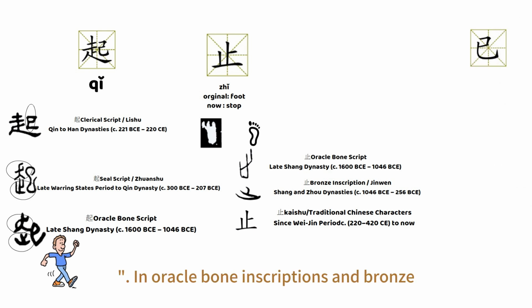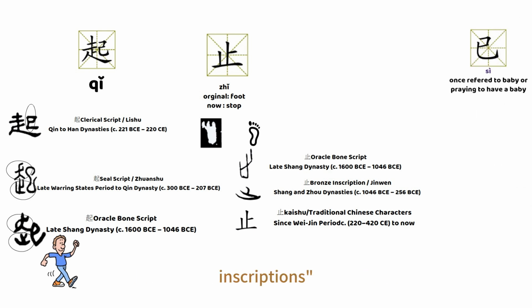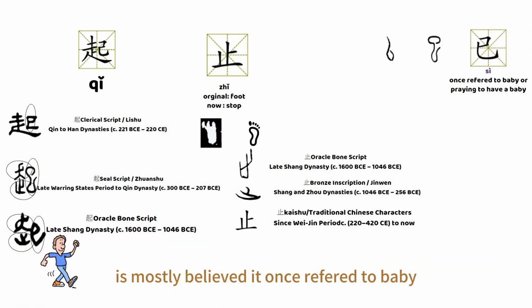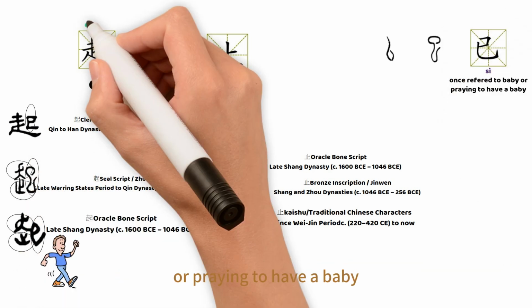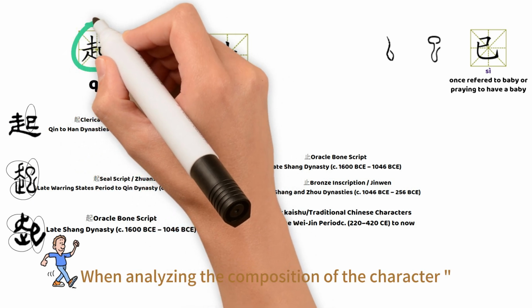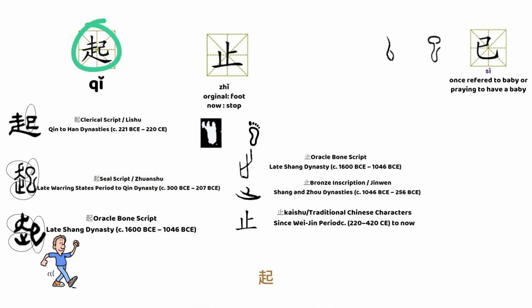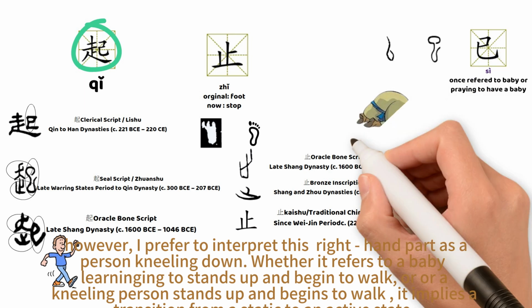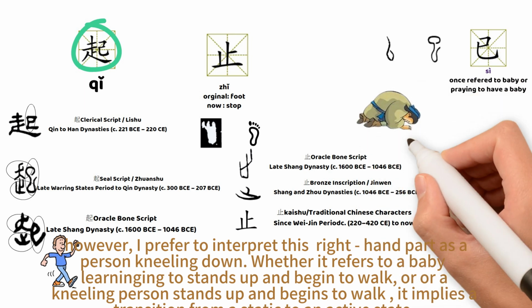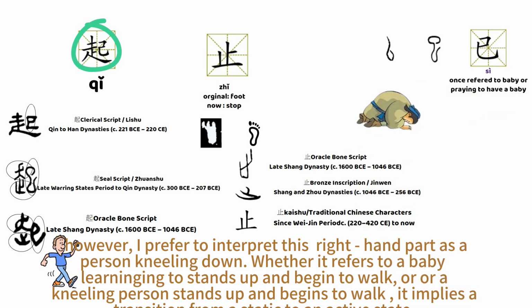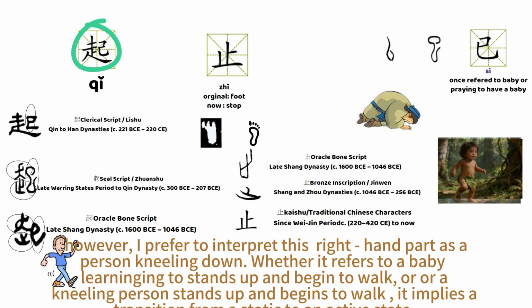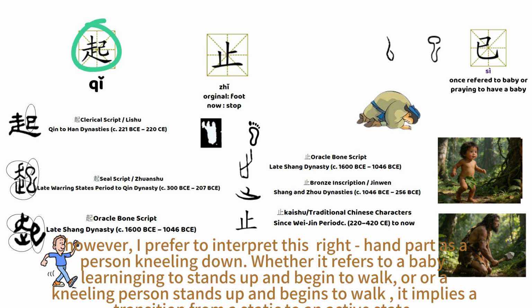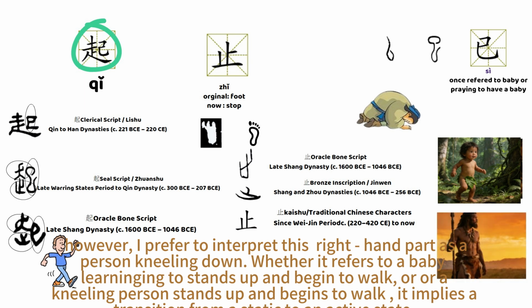In Oracle Bone inscriptions and bronze inscriptions, 四 is mostly believed to have once referred to a baby or praying to have a baby. When analyzing the composition of the character 起, however, I prefer to interpret this right-hand part as a person kneeling down. Whether it refers to a baby learning to stand up and begin to walk, or a kneeling person stands up and begins to walk, it implies a transition from a static to an active state.